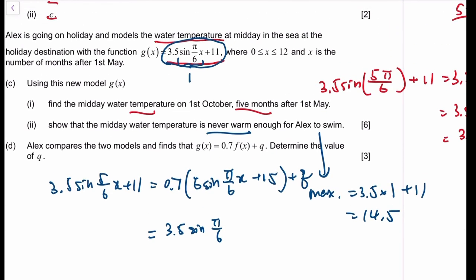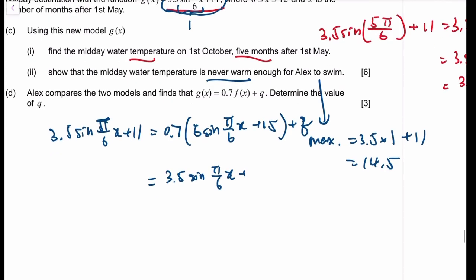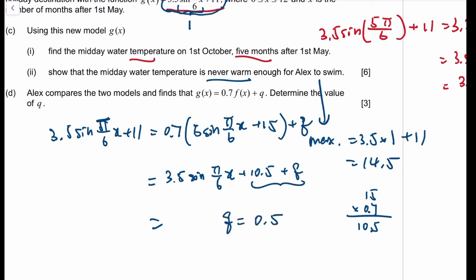Is this pi over 6 as well? Yeah, this is a pi. I wrote it wrong. That's the annoying part when it's 0.7 times 15. So it seems like they want us to calculate stuff by hand right now. So it's 10.5. So in order to get 11, q would be 0.5. Yeah, that's a pretty stupid question.